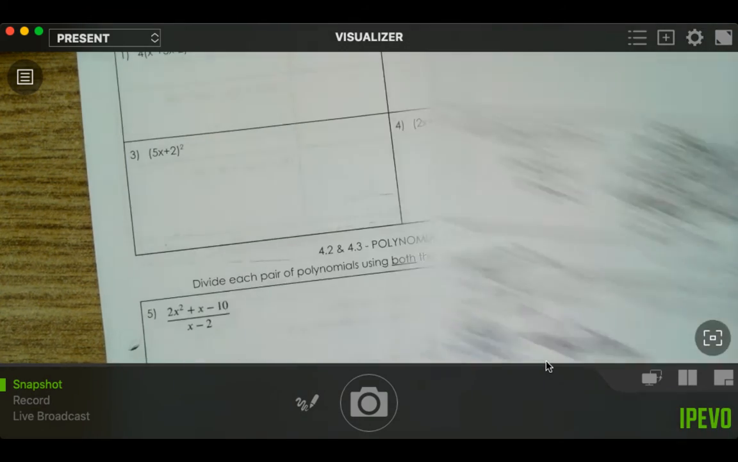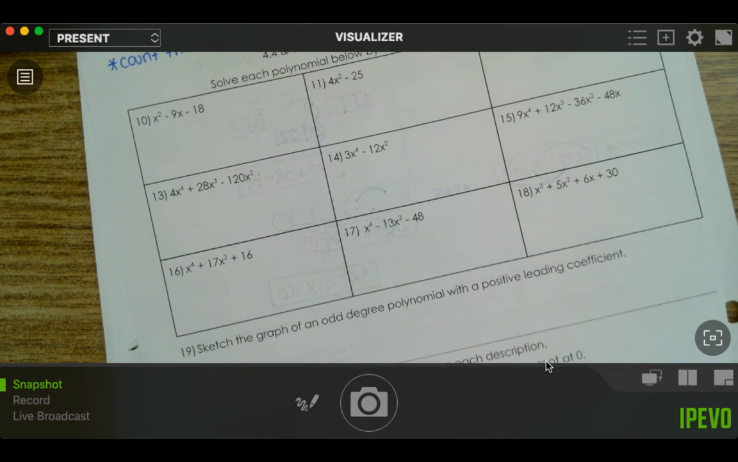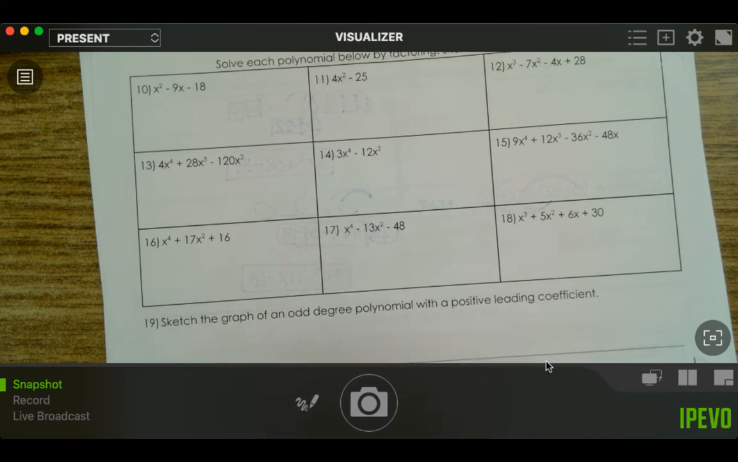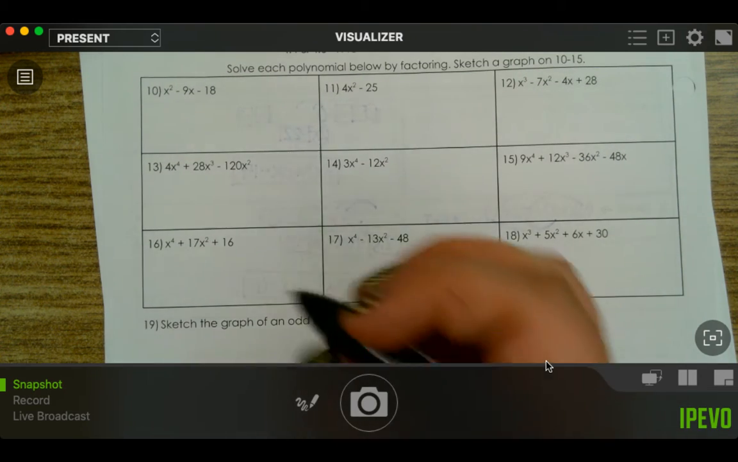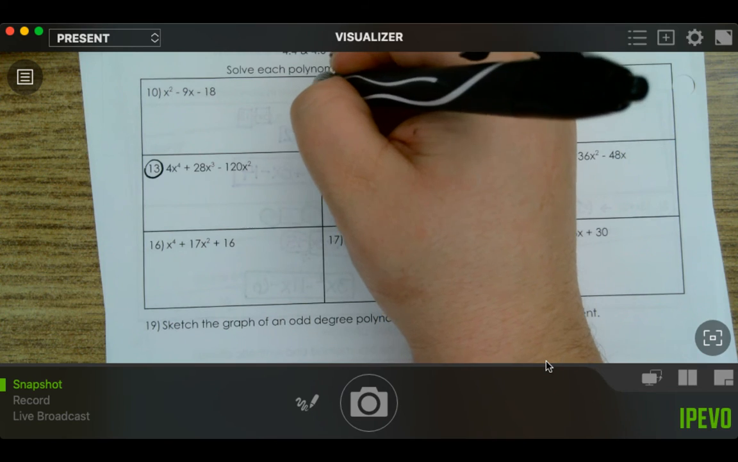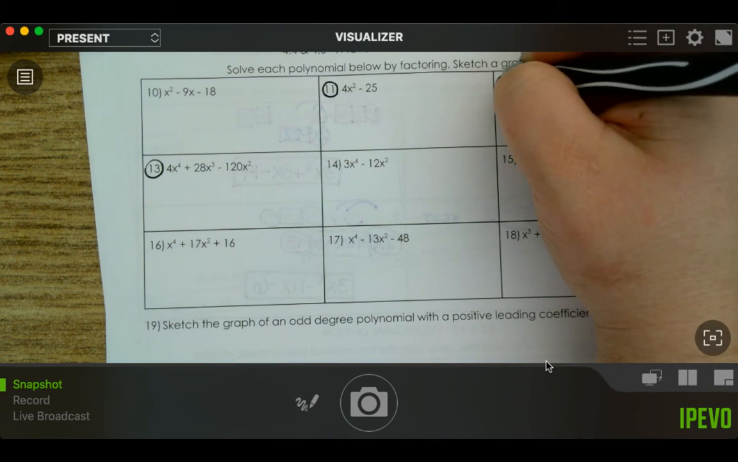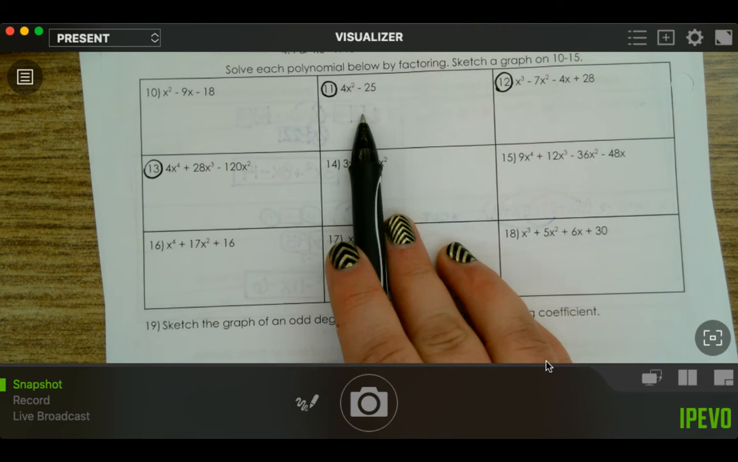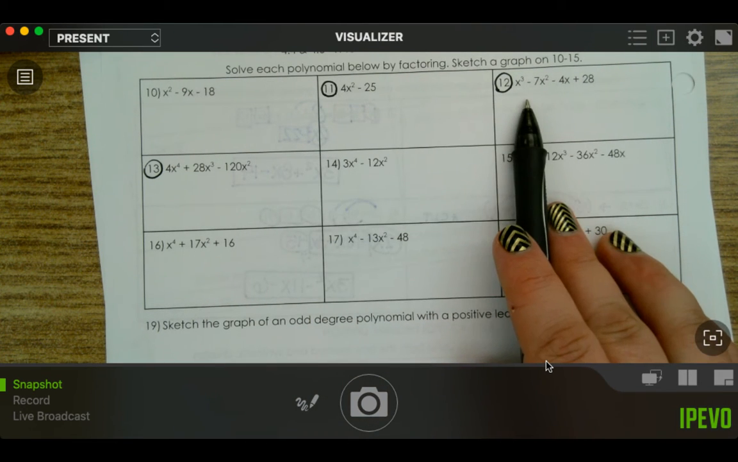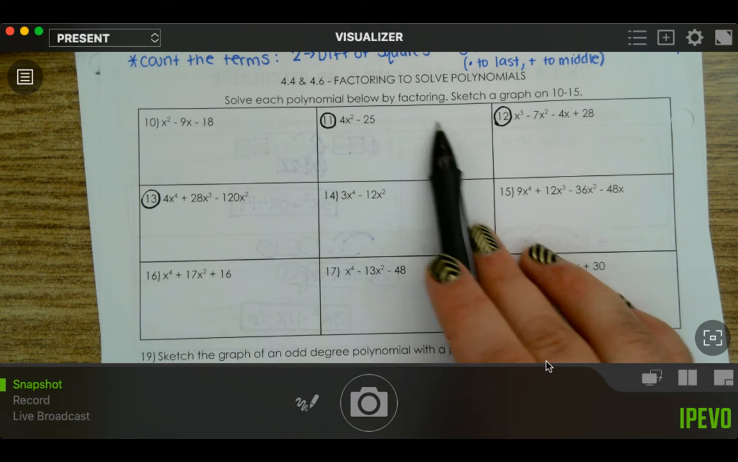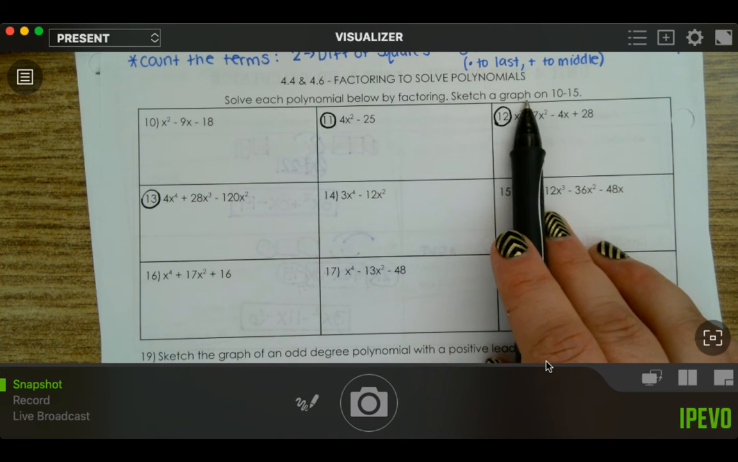Let's talk about factoring. So I'm actually going to solve numbers 13, 11, and 12. I am picking one that has 3 things, one that has 2 things, and one that has 4 things. And the directions here say solve each polynomial by factoring, sketch a graph on 10 through 15.